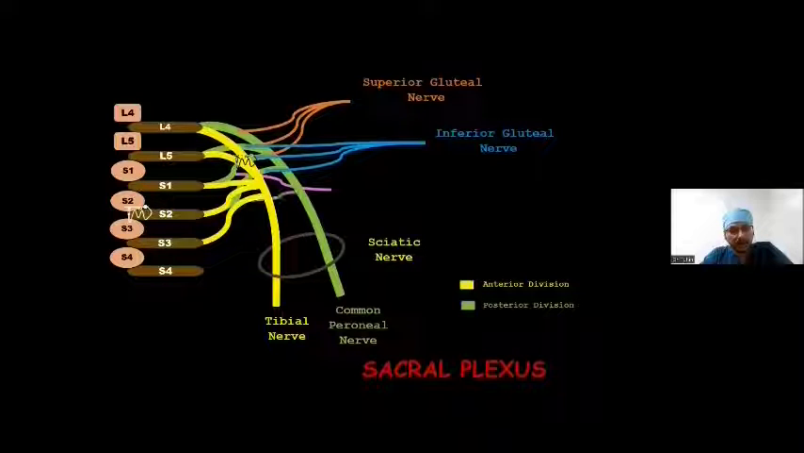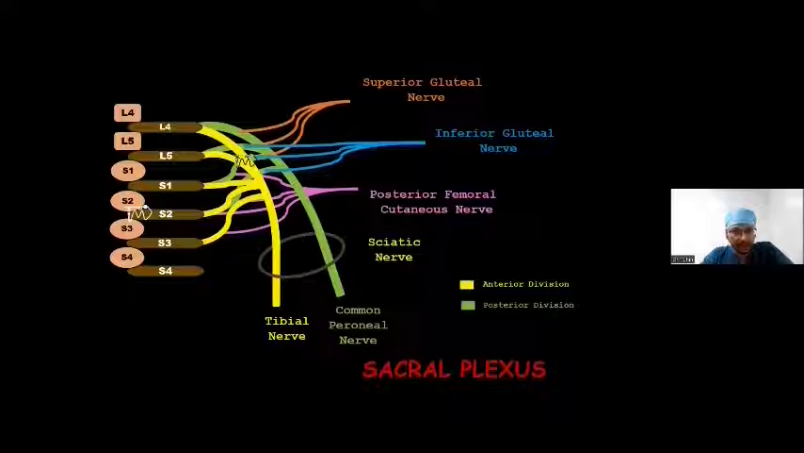If you look at the root value of the tibial and the common peroneal components, the tibial is from L4, L5, S1, S2, and S3, all the components, whereas the common peroneal comes from L4, L5, S1, S2. The second important point is the posterior femoral cutaneous nerve. It comes from the S1 posterior division, the anterior and posterior divisions of S2, and the S3 posterior division.